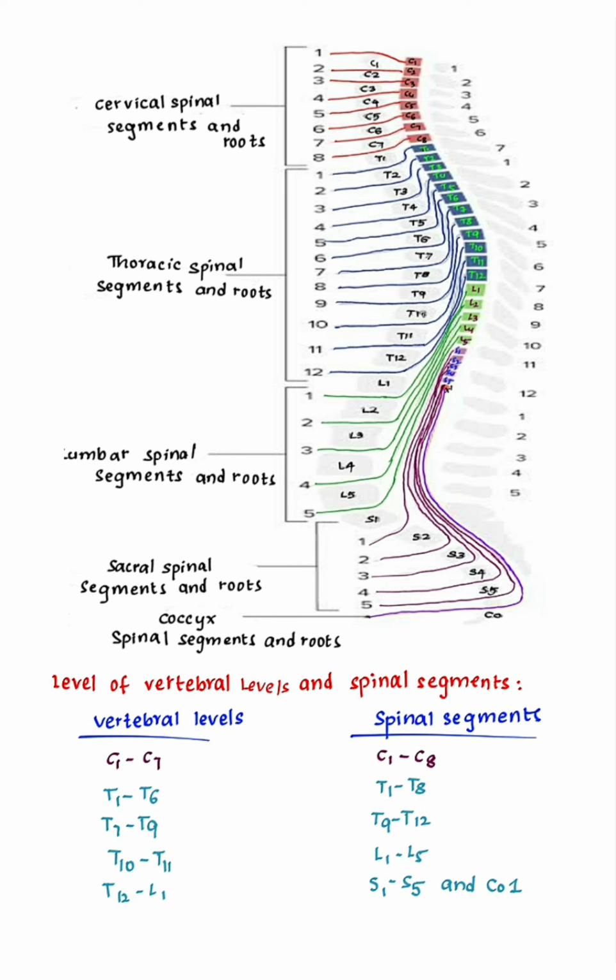Lumbar spinal segments lie at the level of T10, T11 vertebrae. One coccygeal segment and 5 sacral segments lie at T12, L1 vertebrae.